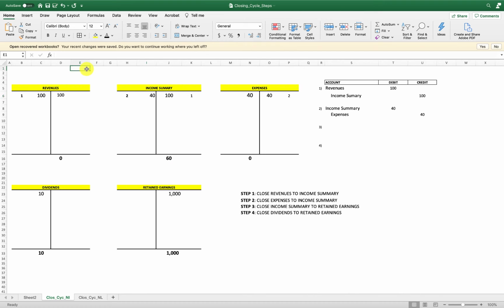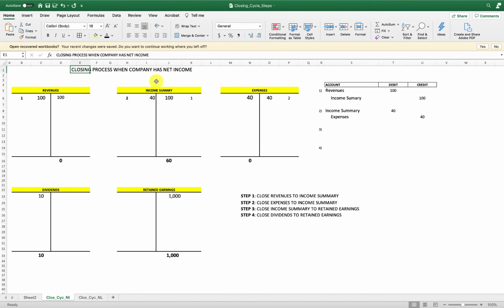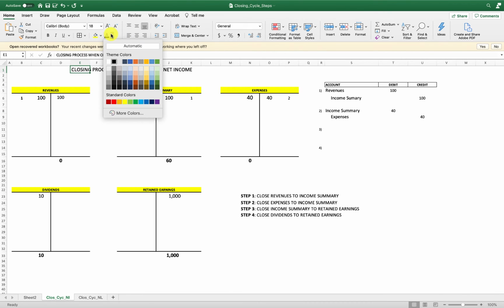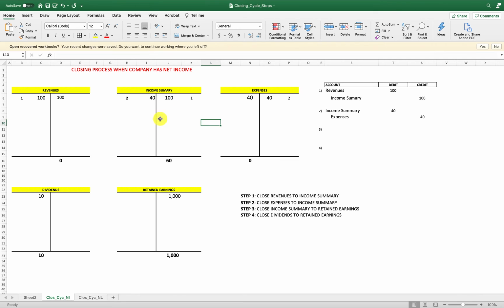So this is closing process when company has net income. I'll put that in there. Okay, so this is the closing process when a company has net income. So we have now $60 sitting in income summary, right? Well, we need to zero this income summary out. So what do we do with step 3? It says close income summary to retained earnings, right? So we're going to move the balance in income summary to retained earnings.